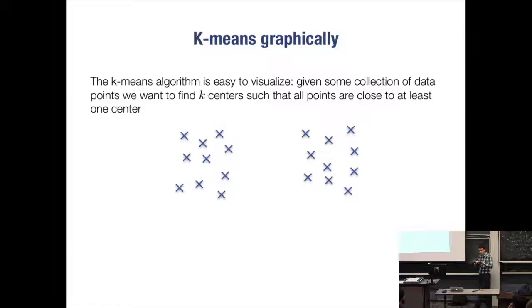Given some set of points, and these are our points here, our xi's are our points. These are our input data. We want to find k centers in this data. I'm going to alternate between calling them centers or means. That means the same thing as far as the algorithm is concerned. But we're going to find k centers or k means such that every point in our data is close to at least one of them.